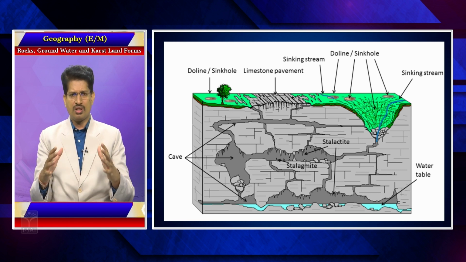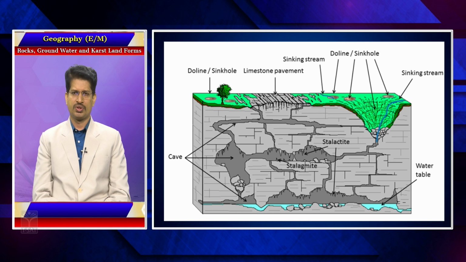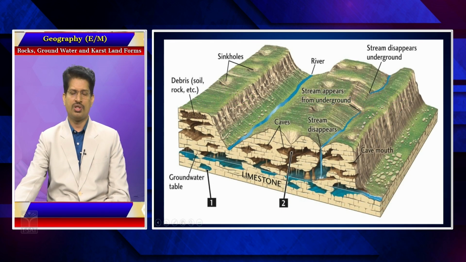So chambers, caves, sinkholes, swallow holes, dolines are some of the structures which are formed in this kind of topographical structure known as karst topography. This is how you have different features. You have caves being formed in the interior, streams flowing, the river which disappears, sinkholes. So the stream disappears into the sinkhole and swallow hole.